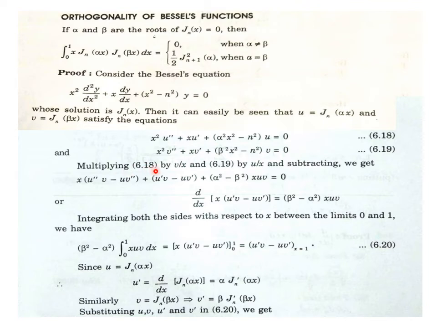Now multiplying 6.18 by v by x and 6.19, the other equation, by u by x, and then subtracting. Why are we doing this? Because we want to cancel these minus n² u and minus n² v. After multiplying by v by x it becomes minus n² uv by x, and that becomes minus n² uv by x again, so by subtracting it will be cancelled. The division by x is taken just to manage all the powers of x in the numerator only.